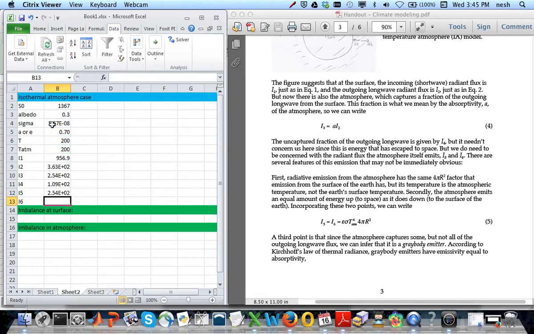And now what are we going to do for I6? Well, I6 is just the same as I5, so we can do it this way. I can just say that's equal to that value.